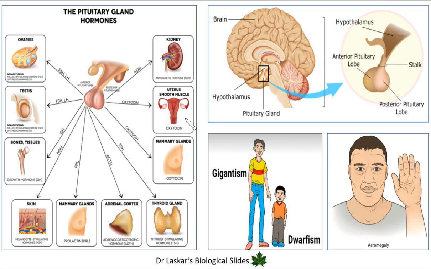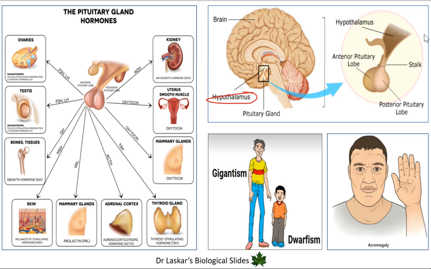Hello students. So today through this video I'm going to discuss one important major endocrine gland, and that is the pituitary gland. This gland is mainly located in a bony cavity called the sella turcica and is attached to the hypothalamus by a stalk.